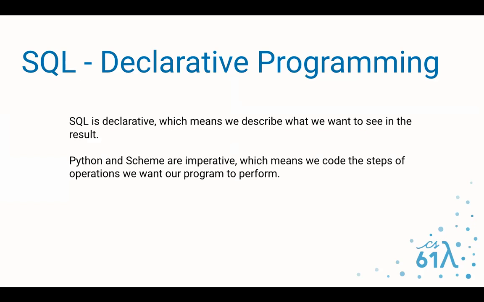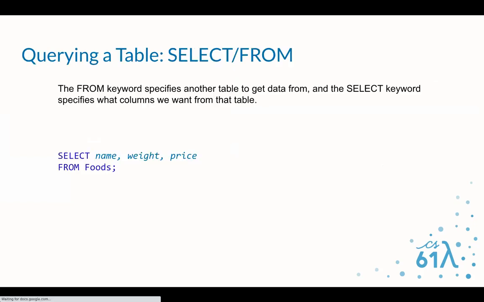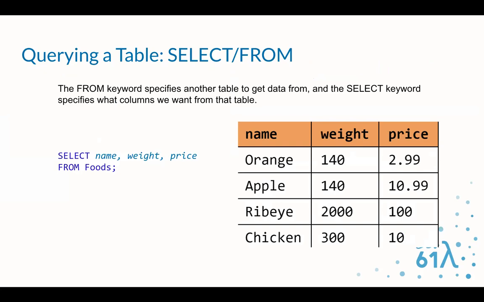So let's get straight into some of the syntax. The most important keywords are select and from. The from keyword specifies the table to get data from, and the select keyword specifies what columns we want to take. Let's say on the right-hand side there was a table called foods, and from foods we want to get the name column, the weight column, and the price column. In order to do that, we would do select name, weight, and price, so there we're selecting the column names, and then from foods, which is the table that we want to get it from. Are there any questions about that?